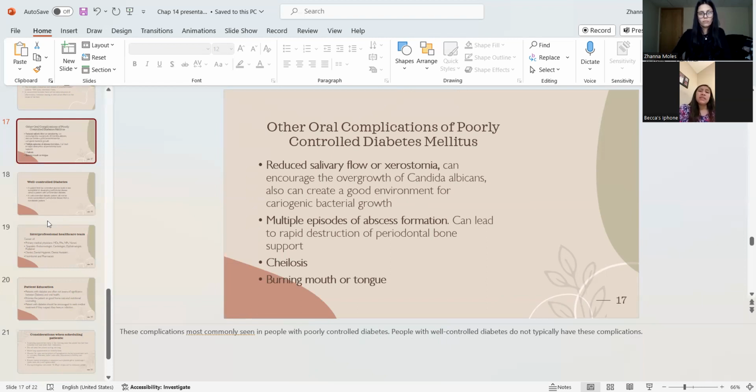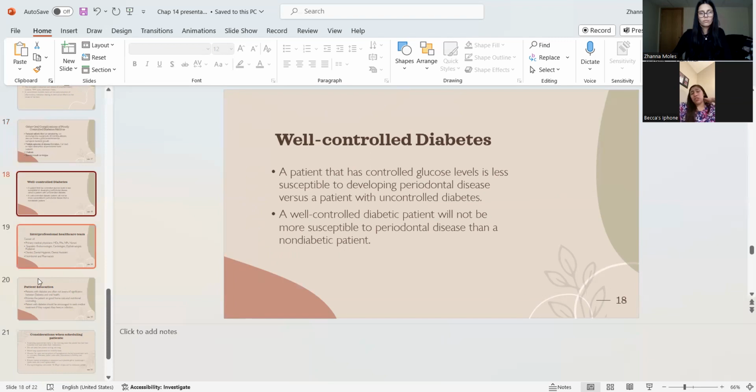Cheilitis is the cracking or drying out of the labial commissures, which are known as the corners of our lips. And then burning mouth or tongue can also be complications.